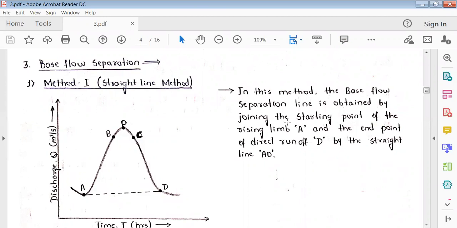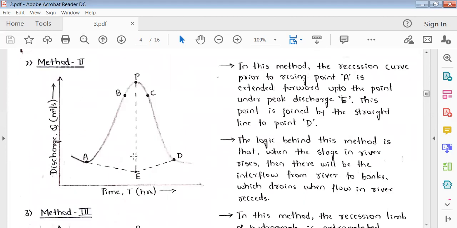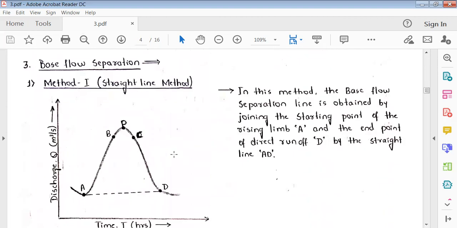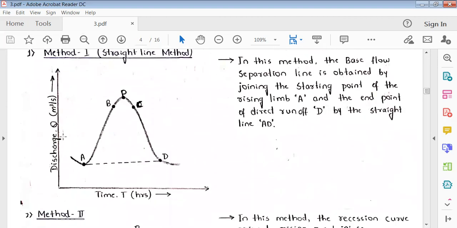To understand this better, we have three methods: method one is the straight line method, then method two, and method three. In this, again, we are measuring the discharge versus time. So it is a hydrograph only. We are going to measure the discharge with respect to time.